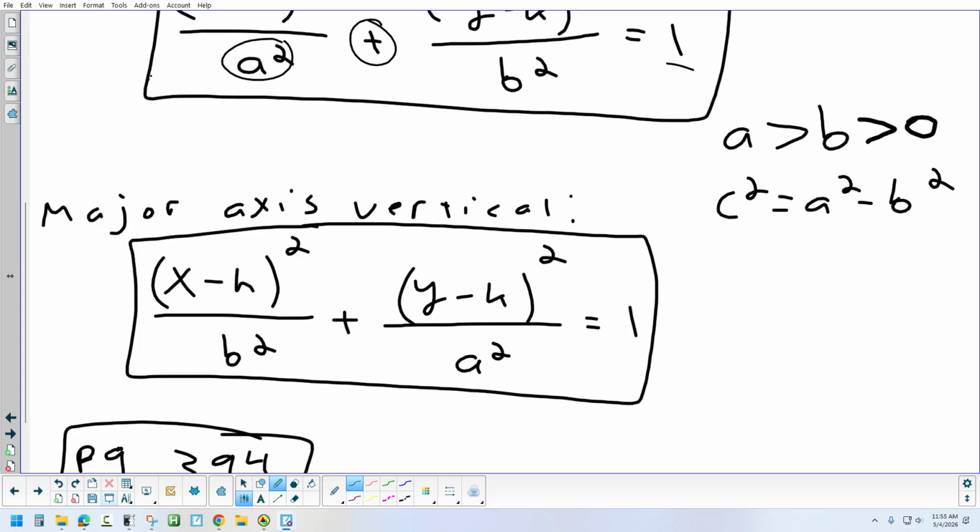And if you look at the section from the book, this is a different book. This is the other book that I've used before when we did vectors. It's on page 394.